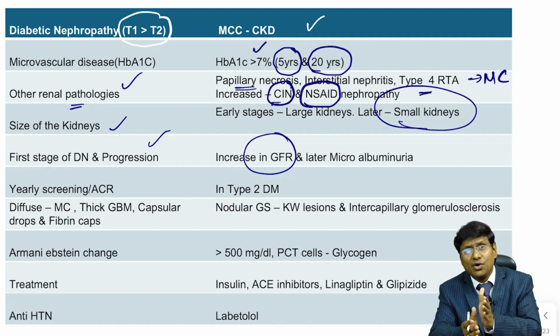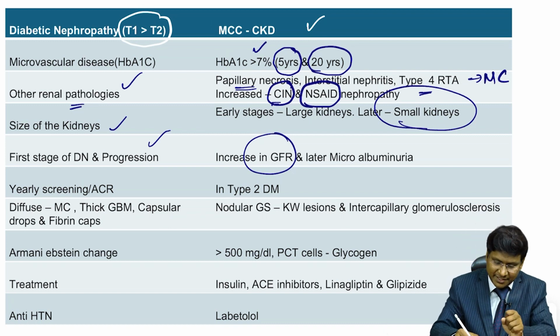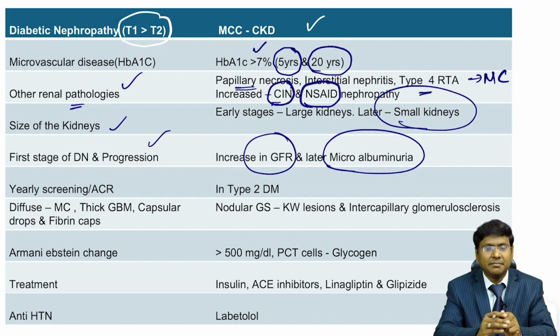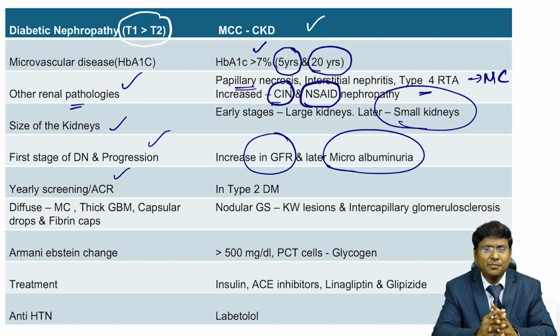GFR. And later on, as the diabetic nephropathy is progressing, there will be damage to the basement membrane, and the damage to the basement membrane is the one which will result in microalbuminuria, right? That will result in microalbuminuria. Now, a very important point is, when do you need to screen for microalbuminuria in type 1, and when do you need to screen for microalbuminuria in type 2?